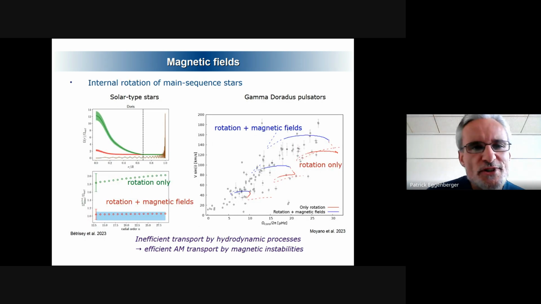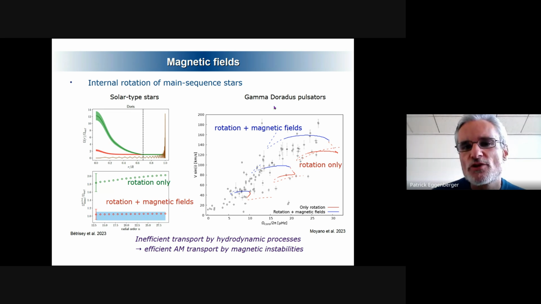This is also the case for solar-type stars. We begin to have some constraints from rotation due to asteroseismology, plus an independent measurement of the surface rotation for some solar-type stars on the main sequence. We see that with rotation only, we predict too much differential rotation to be compatible with asteroseismic data, while with magnetic field it is better.